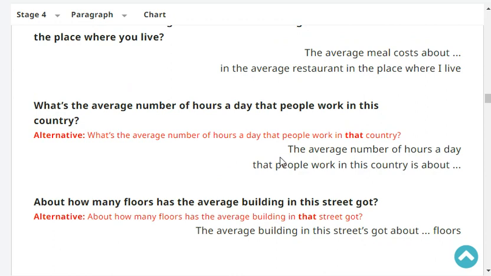What's the average number of hours a day that people work in your country?